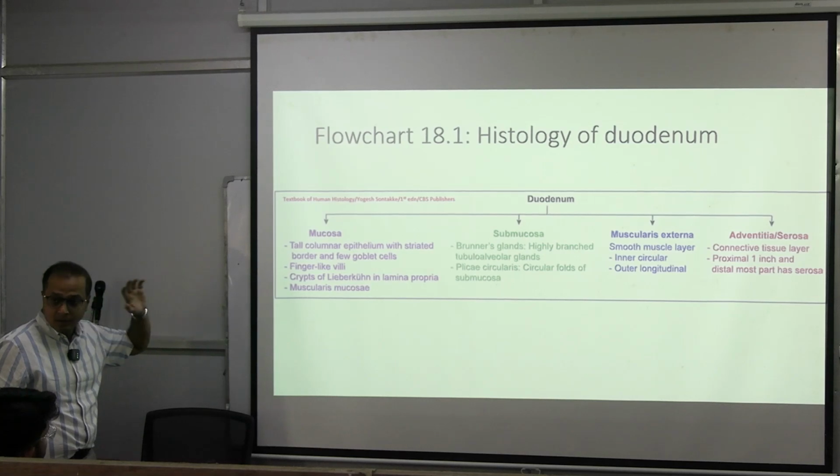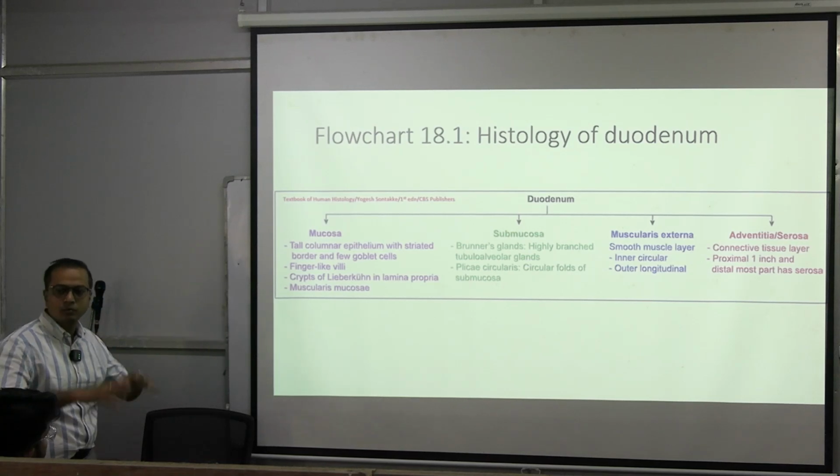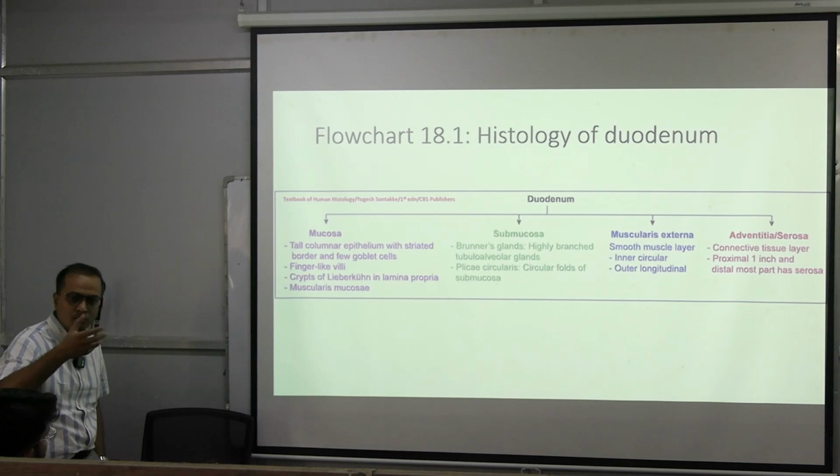Mucosa has these finger-like projections, which we call intestinal villi. Intestinal villi are projections. We understand why they are there: to increase the surface area. As the food material is passing, it gets more time to absorb.